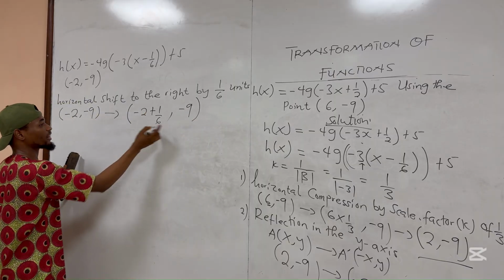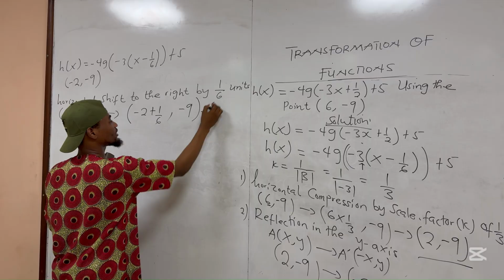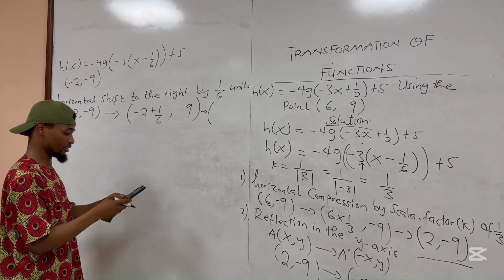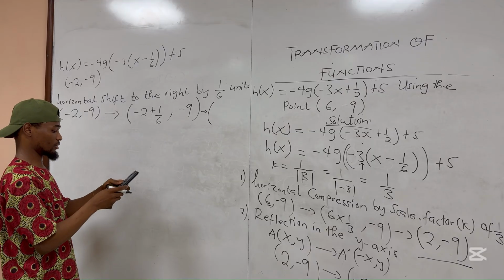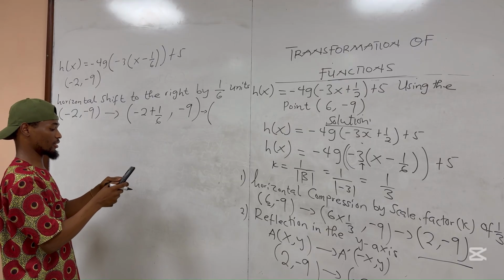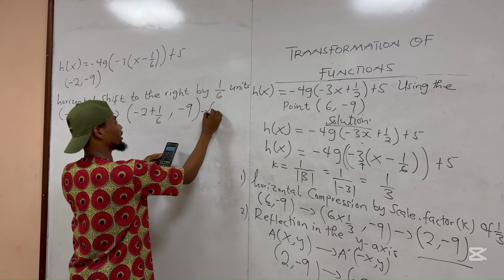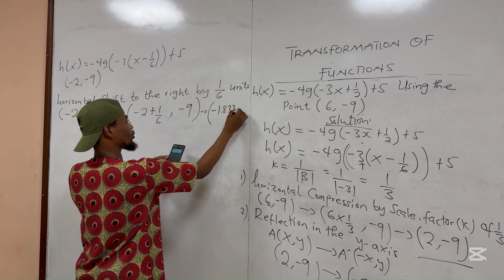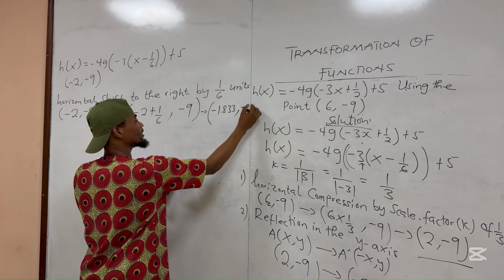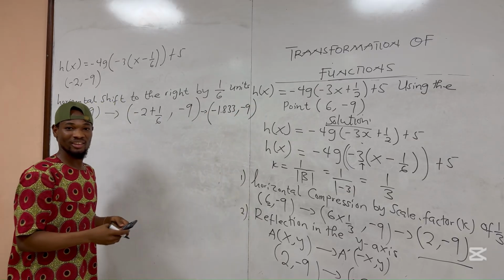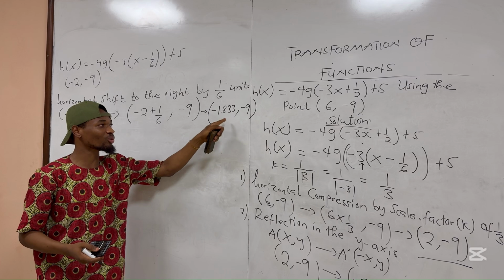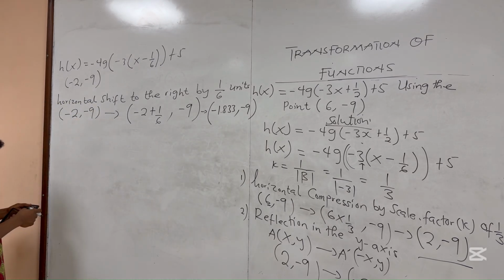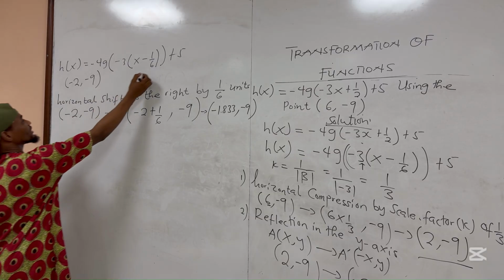Okay, so finally, by the help of the calculator, if I have negative 2 plus 1 over 6 over here, I can have negative 1.833, comma, then I have what? Negative 9. Okay, so again, I'm going to make use of this coordinate. So what do I do next? So I'm done with this.